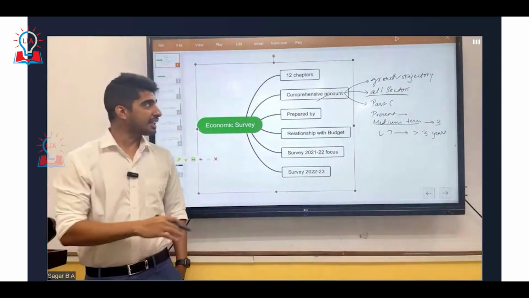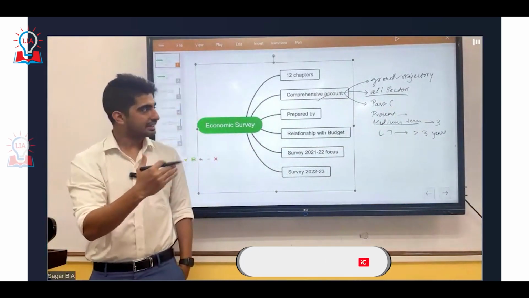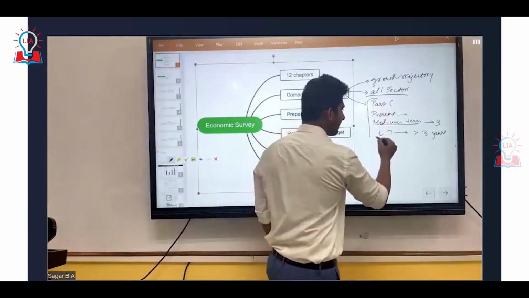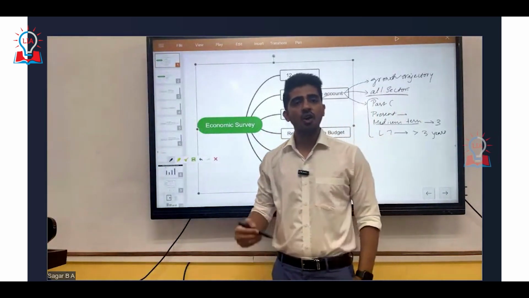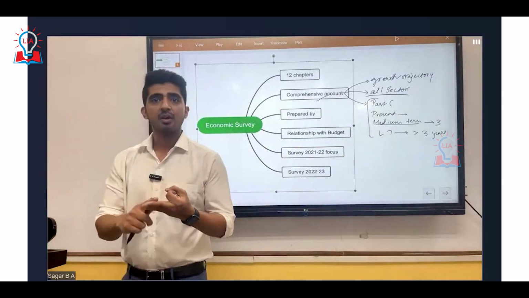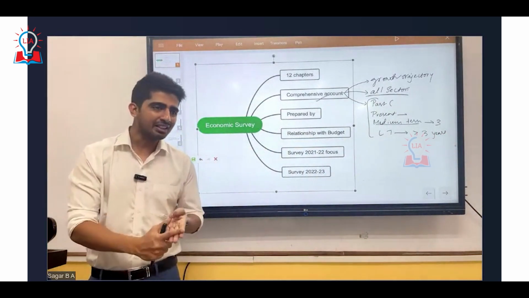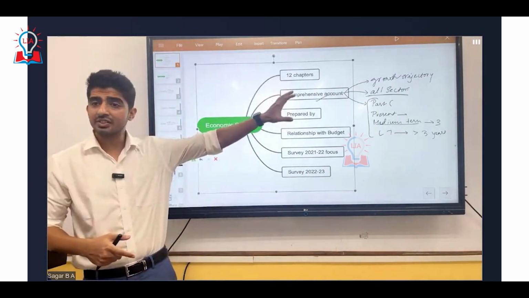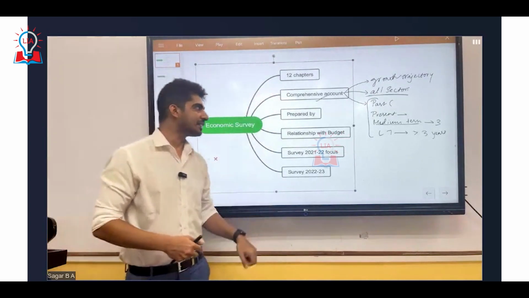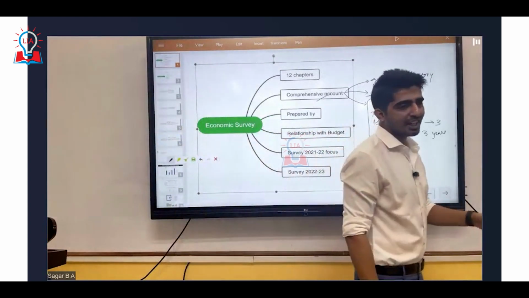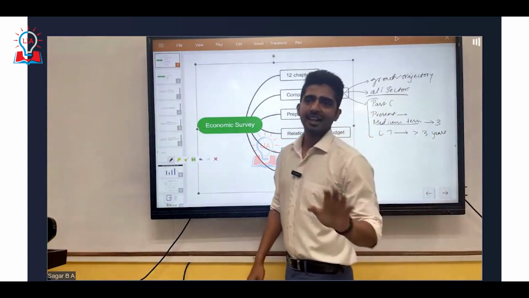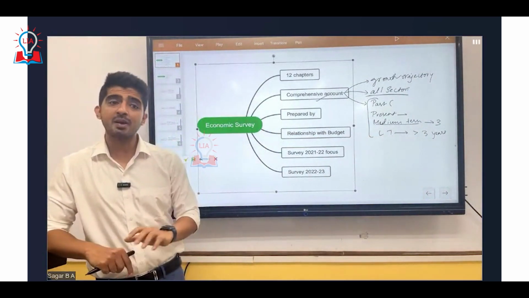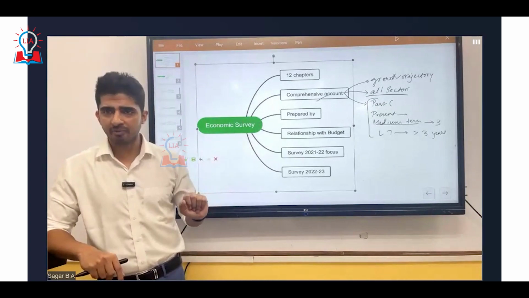It gives an account of all the sectors, the growth trajectory, as well as the idea for these time frames. When I say all the sectors, primary, secondary, tertiary, plus you have the financial sector, the banking sector, basically. You have the external sector. For all these sectors, it gives a comprehensive account. That is why we generally say that if you are able to understand the economic survey properly, it means your work with economy is done. Actually, it is done.